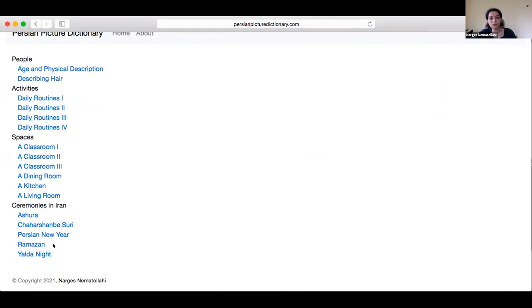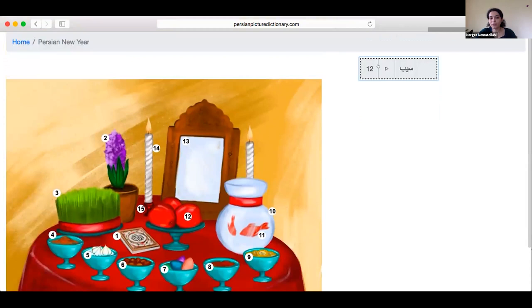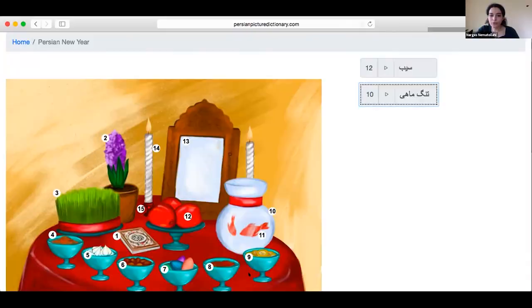For example, if you go to Persian New Year, you might know that for Persian New Year, we set a table with seven things that start with S with some other items. So you have a picture of them here, and then you can click on each one of them. You have the word Sib in the Persian script and also pronounced by a native speaker.